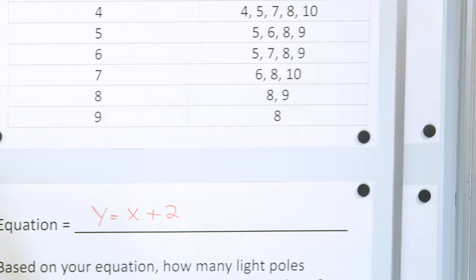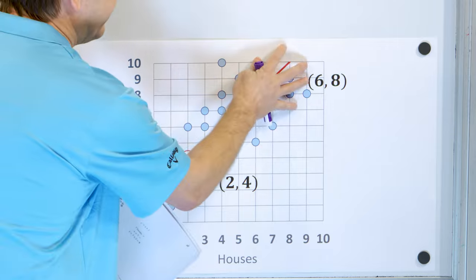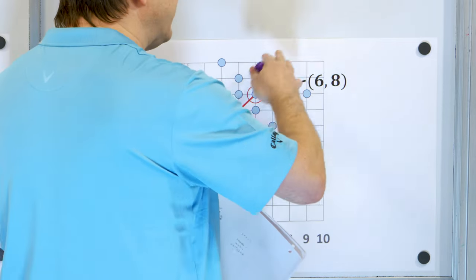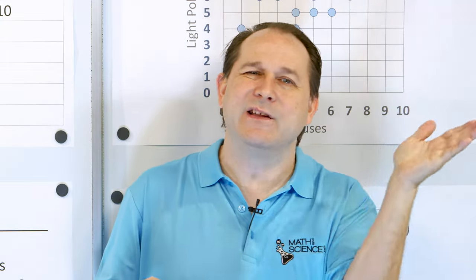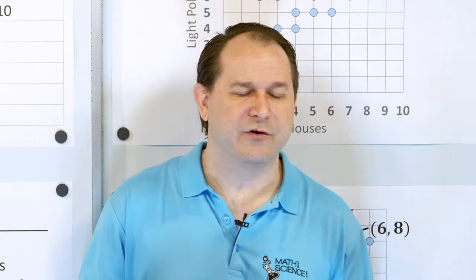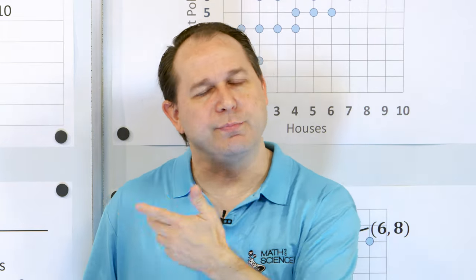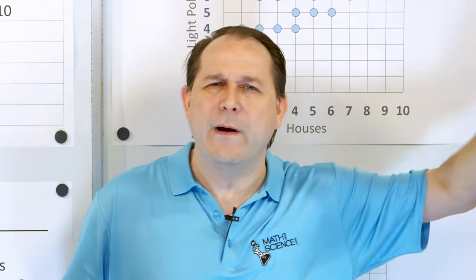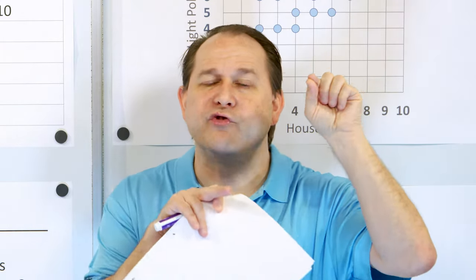Now the problem is that this line of best fit was really calculated using the data I collected. If I start making predictions very far away from the data I have, then I'm a little less certain of the accuracy of it. So if I try to make a prediction of a crazy situation, like 100 houses on a block, well, yes, 100 plus 2 is 102 lights, but it's so far away from my data, I'm not totally sure that that's going to be correct. So what you do is you collect your data, you draw your line of best fit. Hopefully you can get it to go through two of your data points.